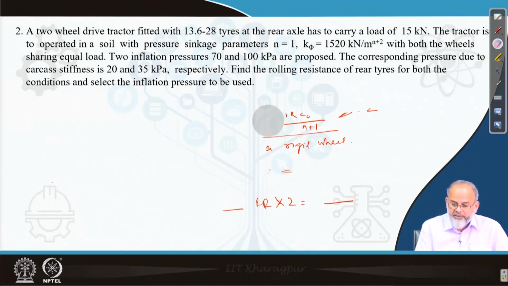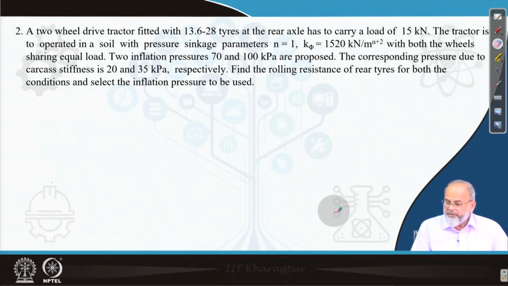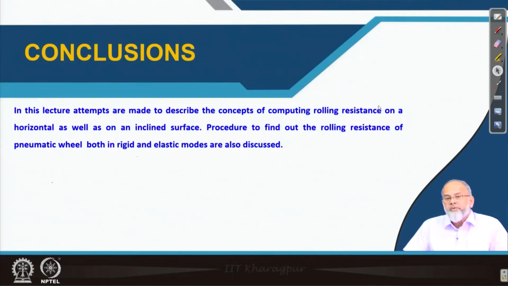So, in brief, I can summarize. In this tutorial, I tried to cover the concepts of computing rolling resistance on a horizontal as well as inclined surface, where how to take the component of weight is important in an inclined surface. So, once you decide that, then it becomes easier for you to calculate the rolling resistance. So, if it is rolling down, then the sin theta component of W has to be deducted. If it has to be rolled up, then the cos theta component is to be taken.